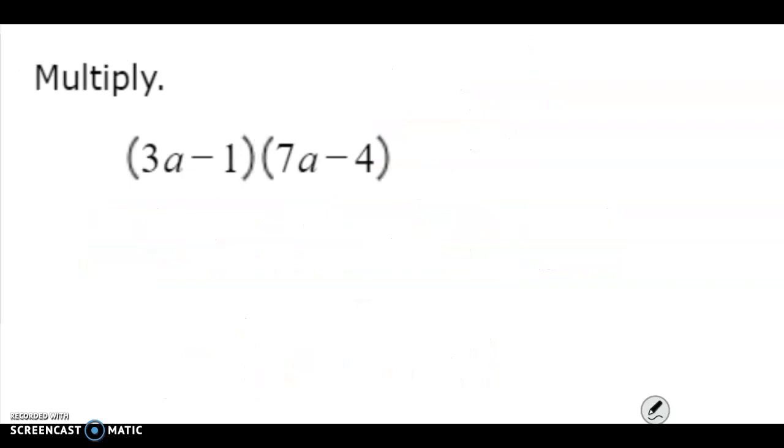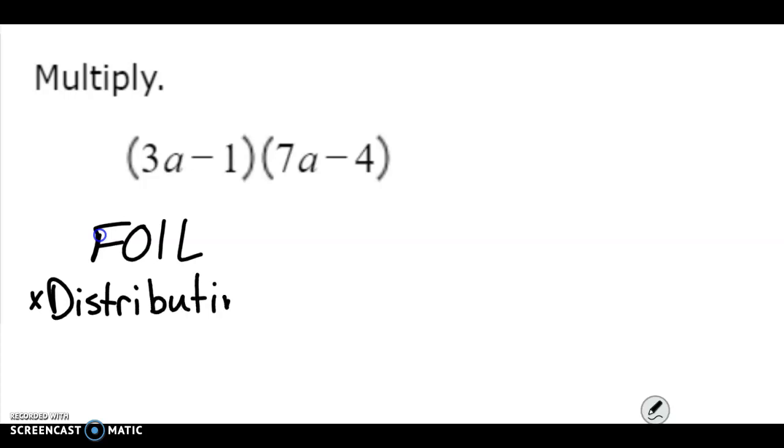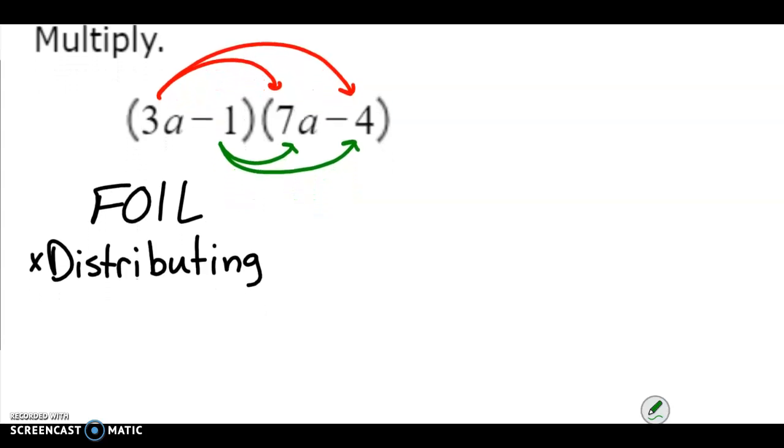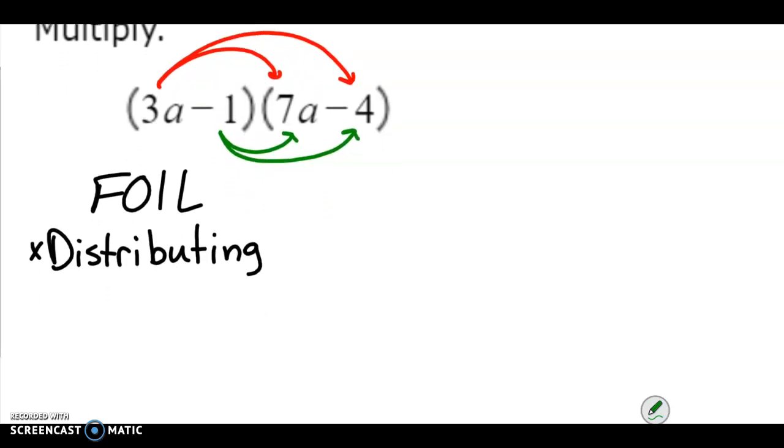Okay, now when we're multiplying, there's two ways you can do this. I personally like the FOIL method, where you're just distributing the first term to both of the terms in the back expression, and then you're distributing the second term to both of those terms in the back expression. Okay? So that's FOILing. So what's going to happen there, we've got 3a times 7a.